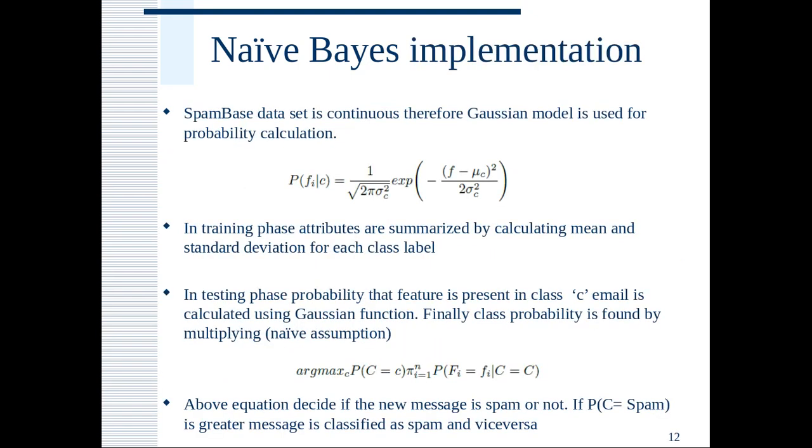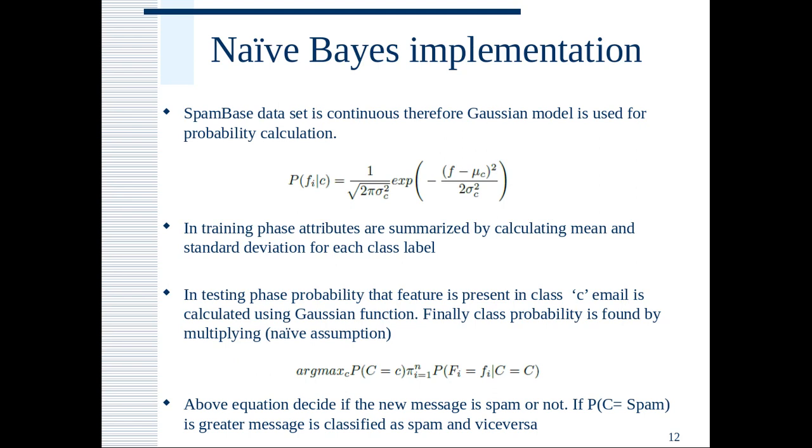Now let us discuss more about the implementation. The spambase dataset is continuous and in this project it is assumed that it follows a Gaussian distribution. Therefore, to calculate the probability distribution of a feature given a class, the Gaussian distribution function is used, that is shown here in the first equation.